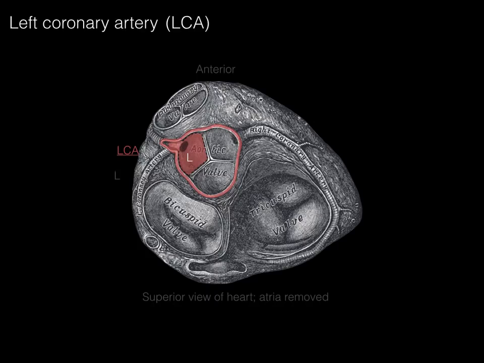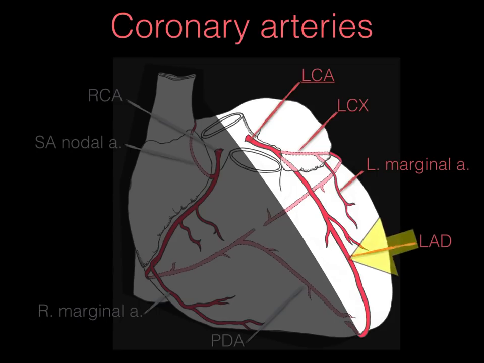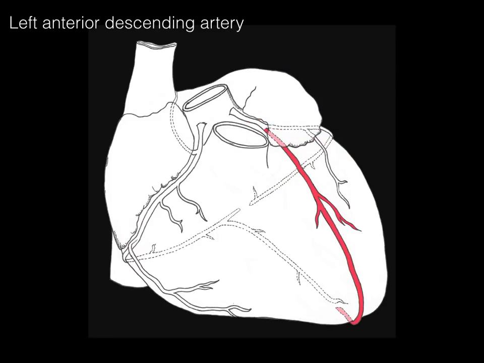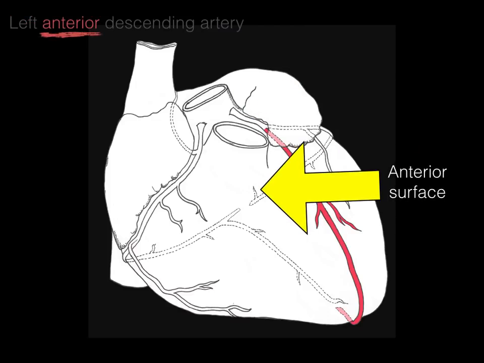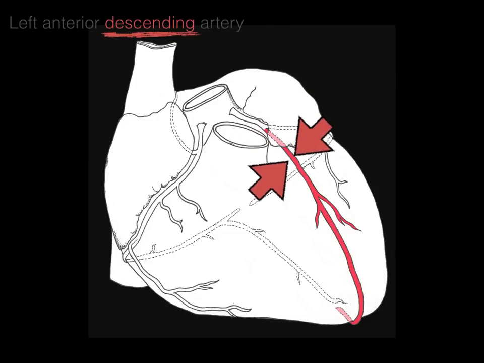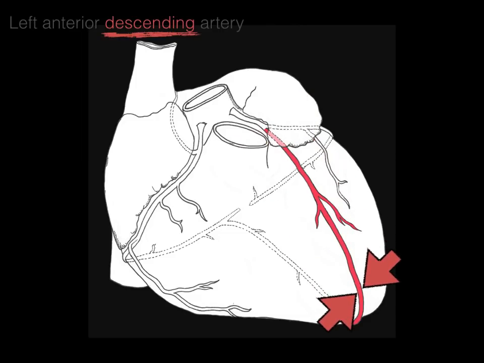It then bifurcates after a couple of centimeters into the LAD and the LCX, both of which I'll talk about in a few minutes. So now that we've done the LCA, let's do the LAD. The LAD is the left anterior descending artery. Left because it comes off the left coronary artery. Anterior because it's on the anterior surface of the heart. And we know it's the anterior surface because there's the pulmonary trunk and there's the aorta. And descending because it descends on the front of the heart, like that.